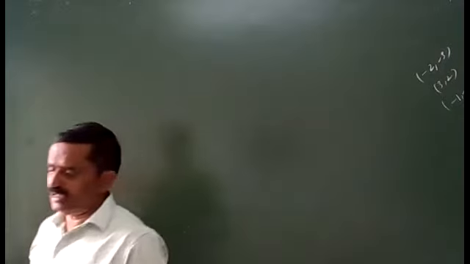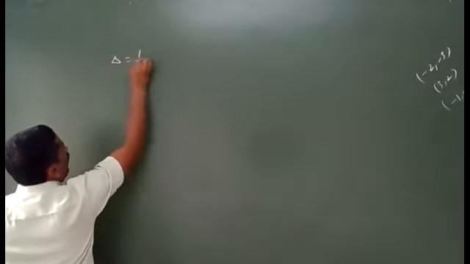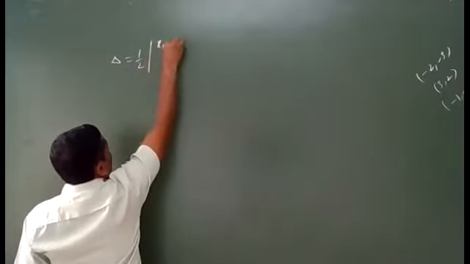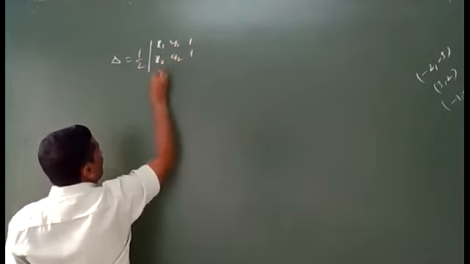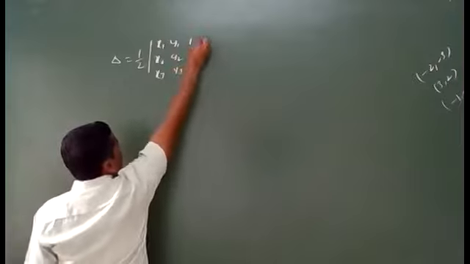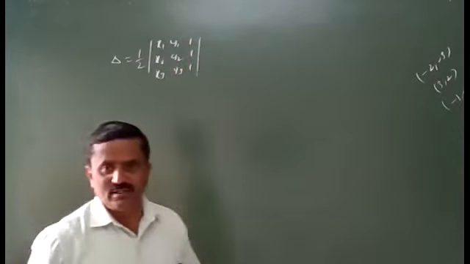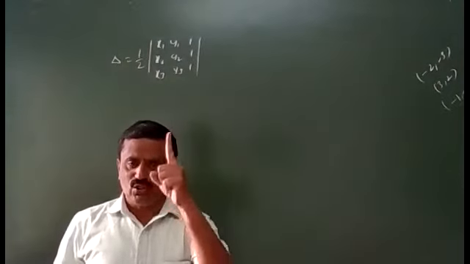Next we have: find the area of a triangle whose vertices are (minus 2, minus 3), (3, 2) and (minus 1, minus 8) by using determinants. We know how to find the area of a triangle. We have a formula: delta is equal to half of the determinant of rows x1 y1 1, x2 y2 1, x3 y3 1. You should remember this formula. Based on this concept, there will be a 1 mark question, compulsory.